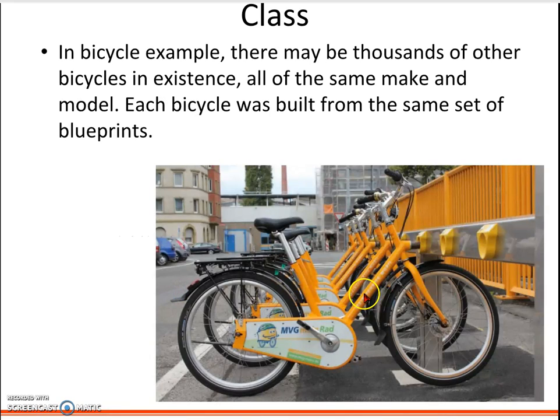See this example, bicycle. Suppose we develop one blueprint for a bicycle. That blueprint is the same for all other bicycles from the same maker, same model. So bicycle is a class, and individual bicycles are the objects of the class.